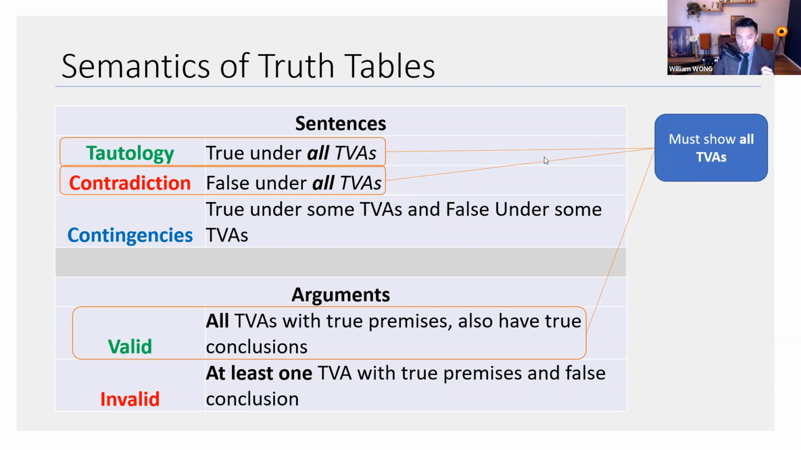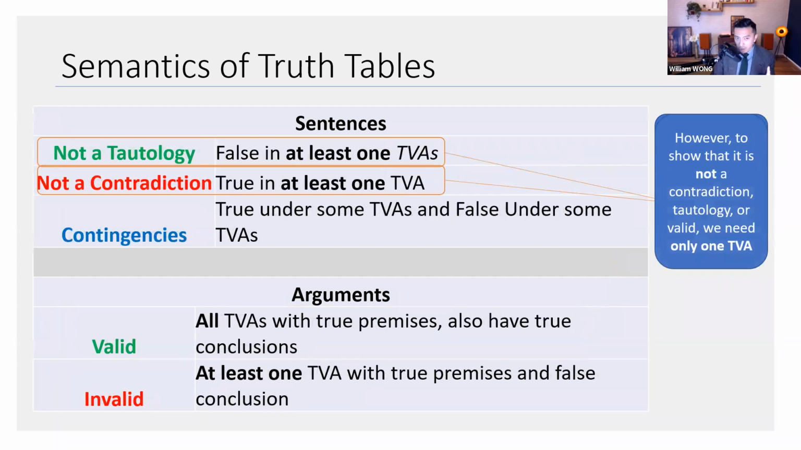However, now notice this. A shortened truth table can show us that it is not a tautology, not a contradiction. Why? Well, a tautology is when the statement is true under all TVAs. Well, as soon as we show that it is false under at least one TVA, then we know it's not a tautology. Exactly. So the shortened truth table gives us a counterexample to the tautology or contradiction. And you know what? It gives us a counterexample to validity.